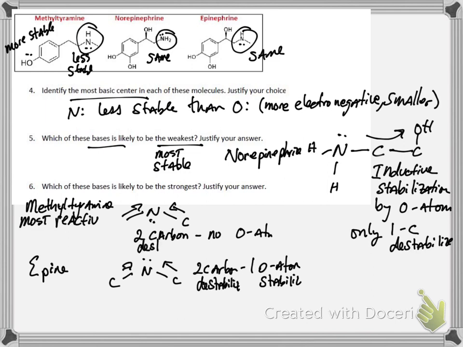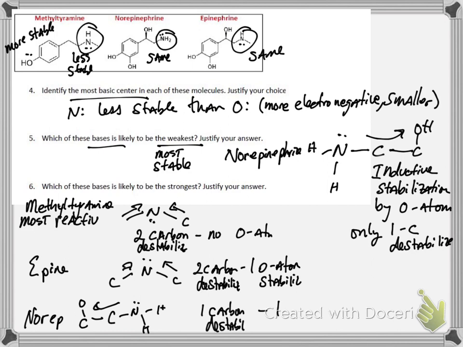And then for the arguments we talked about in terms of norepinephrine, it only has one carbon destabilizing, but still has the oxygen atom stabilizing. So in that case, this would be the weakest base. You want to make sure that you can identify these types of features and how we can assign the relative base behavior.